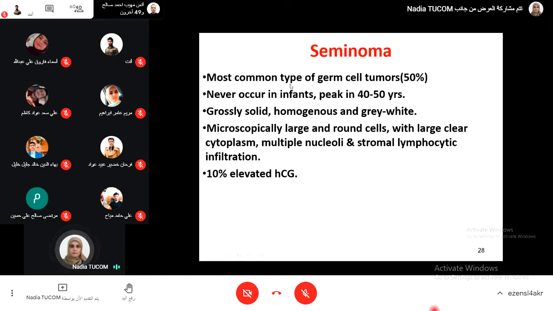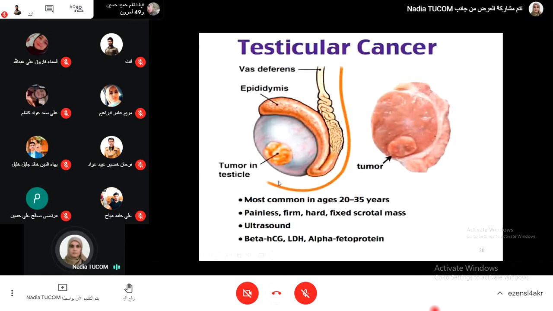Most common type of germ cell tumor, up to 50% of germ cell tumors of the testis. Never occurs in infants, peak age 40 to 50 years, solid homogeneous gray white. 10% have elevated beta HCG.